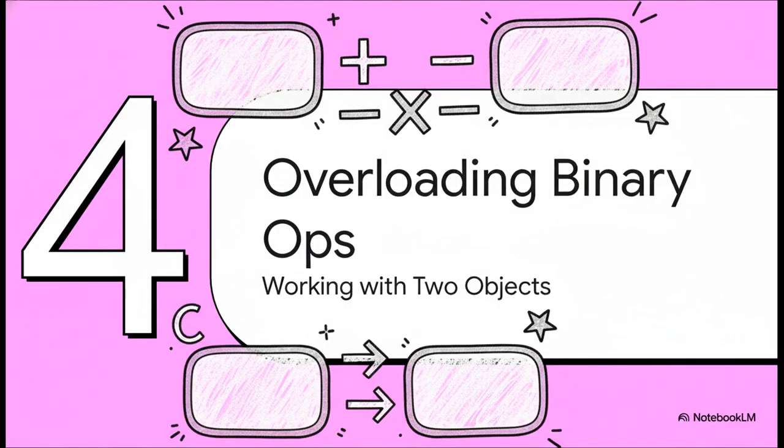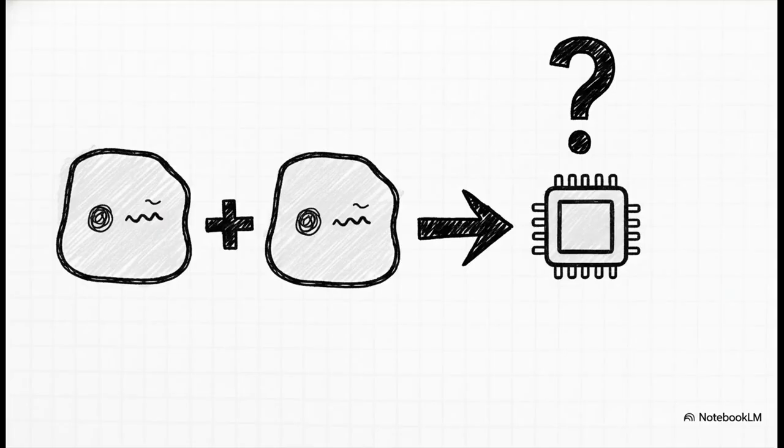All right, unary operators? Check. Now let's move on to the really common stuff, binary operators. These are the workhorses, right? Your addition, subtraction, multiplication, the ones that need two things to work on. And the classic textbook example for this, for good reason, is a complex number class.